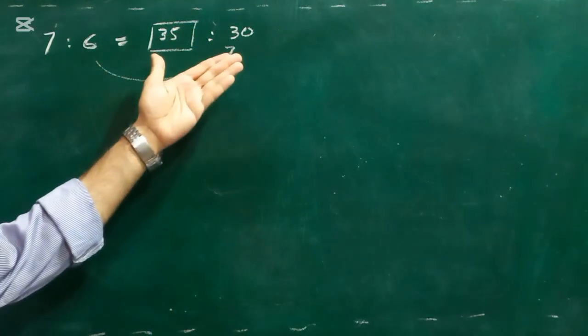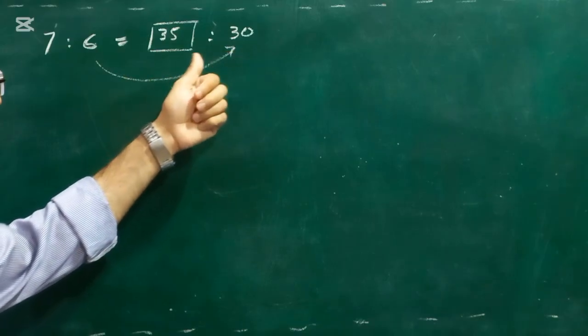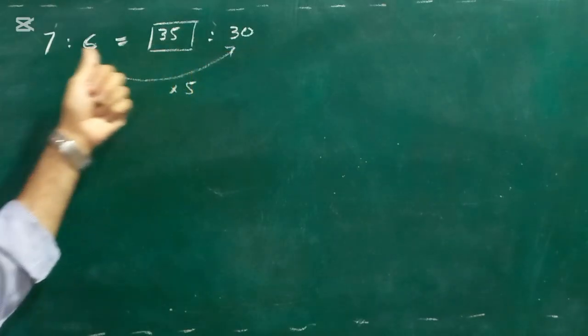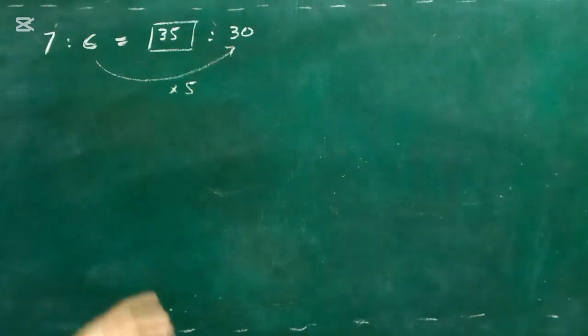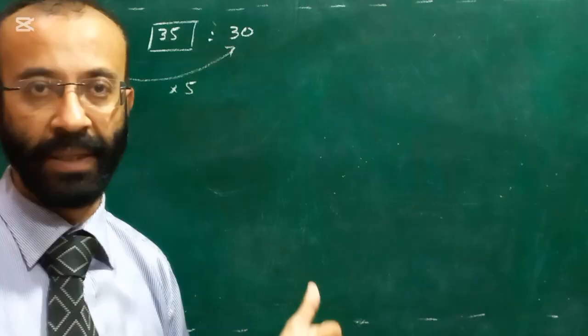So if you cancel these two values into the table of 5, so 5 7s are 35 and 5 6s are 30, because equivalent ratios have the same value. So this is the method.